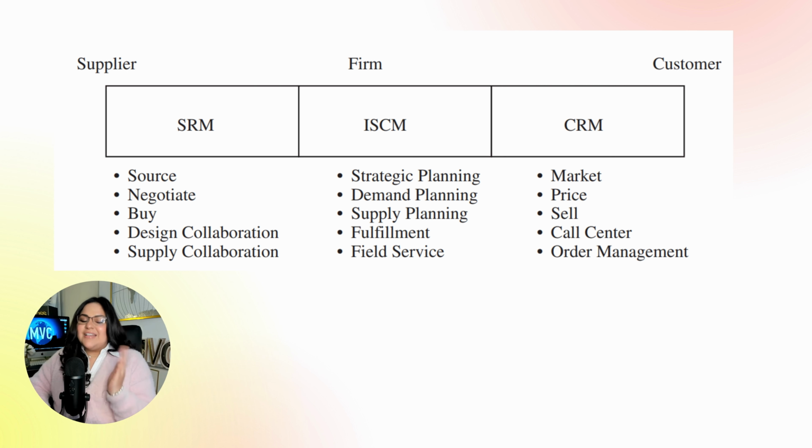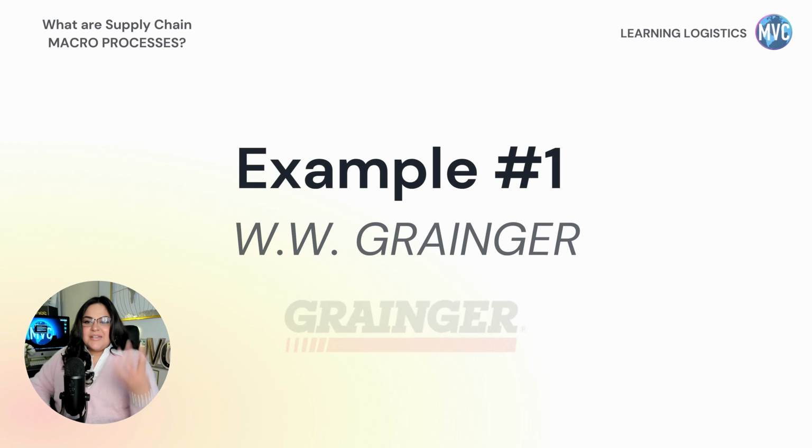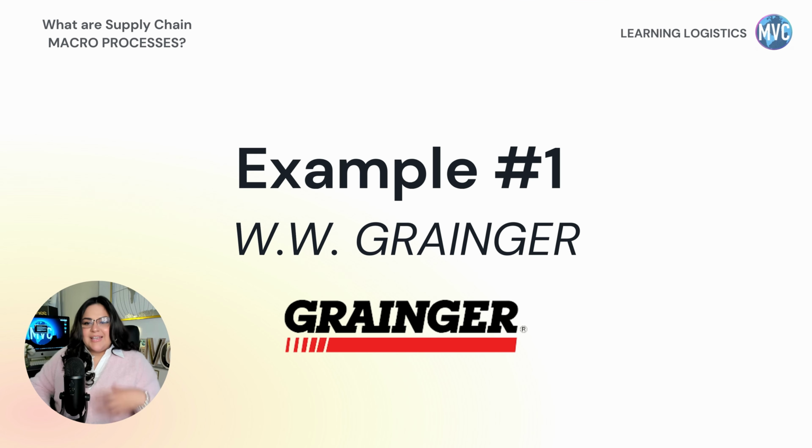So this is the spectrum of looking at the macro processes from a perspective of breaking them down into 3 types. Now we're going to take a look at an example of a company and how the different macro processes are reflected in that particular company and their supply chain. Here we're going to take a look at W.W. Grainger. If you don't know them, they're an industrial supply company.